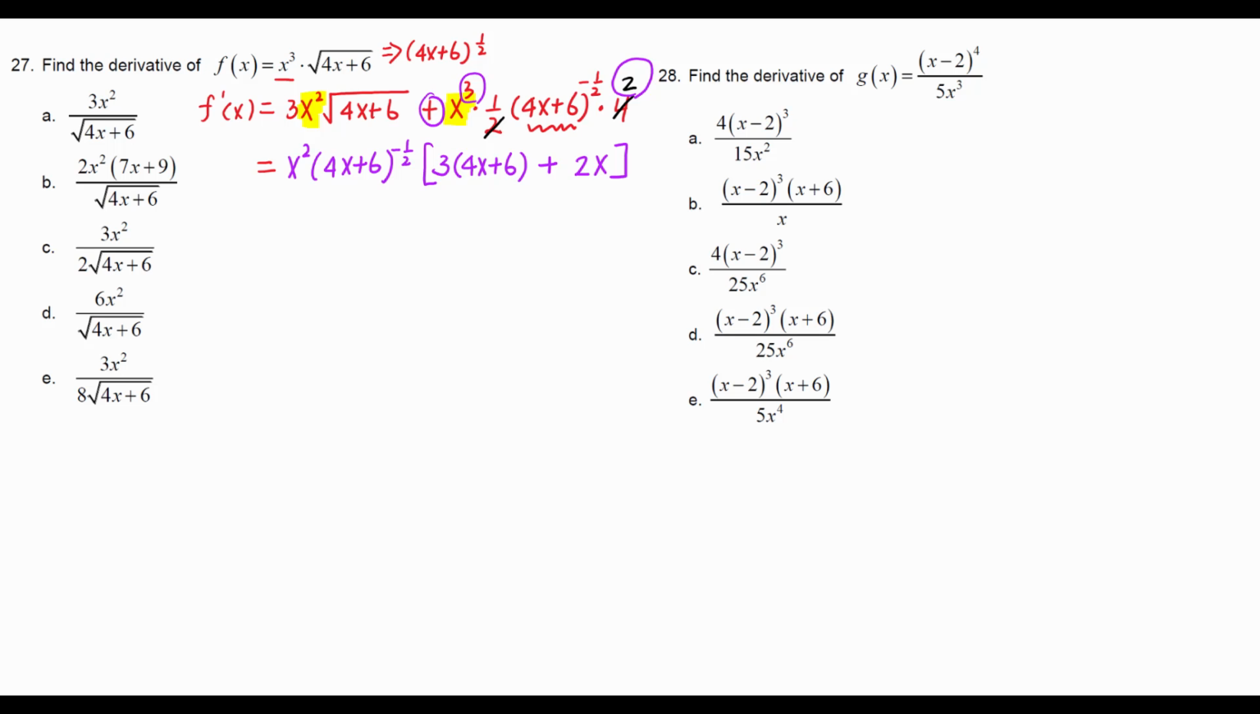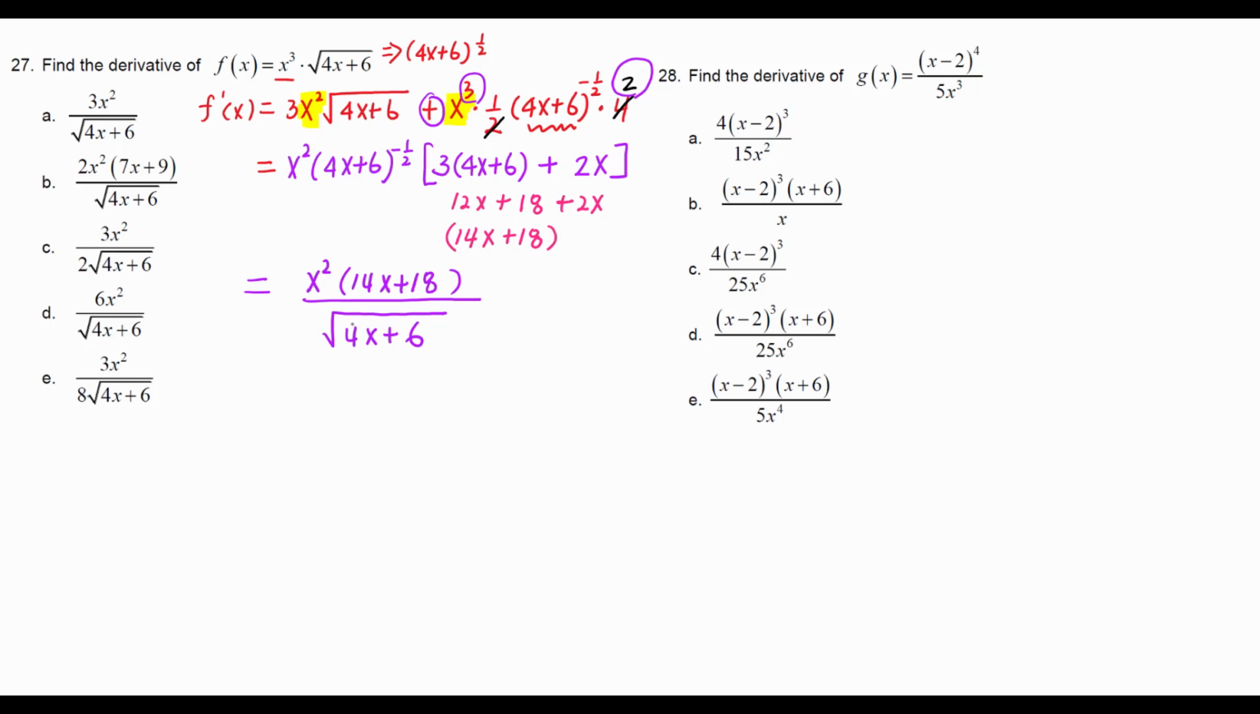So then let's simplify what's inside of the bracket. 3 times 4x is 12x, plus 3 times 6 is 18, plus 2x. Combine like terms, I get 14x plus 18. So now, when you simplify that, I have x squared times 14x plus 18 over 4x plus 6 to the negative 1/2 power, which needs to go to the denominator and is now a positive 1/2 power, and since 1/2 power is a square root, it is the square root of 4x plus 6.